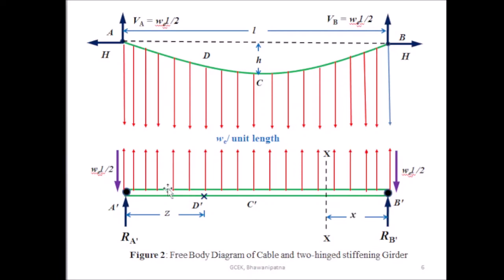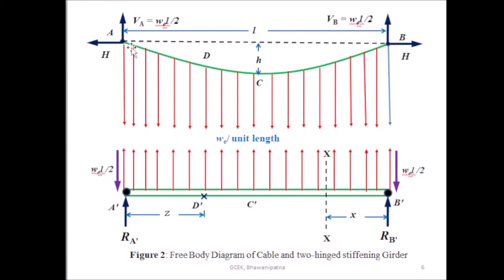The load acting is the dead load and live load. Due to that, the load is distributed as an equivalent uniform distributed load. Here these are the vertical reactions at the two ends of the 2-hinge stiffening girder, RA dash and RB dash, and this is the uniformly distributed load acting on the 2-hinge stiffening girder.